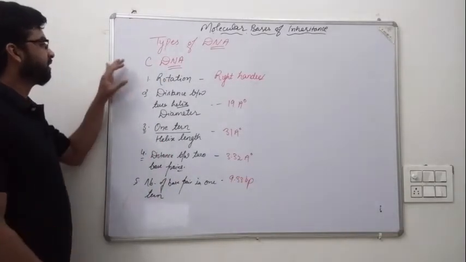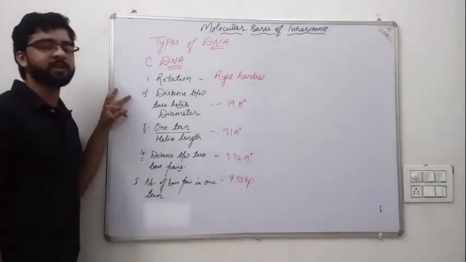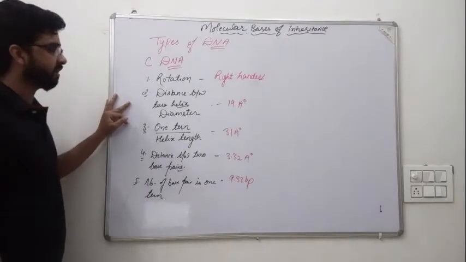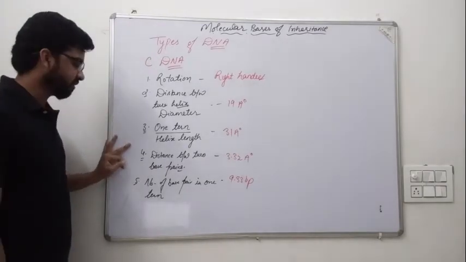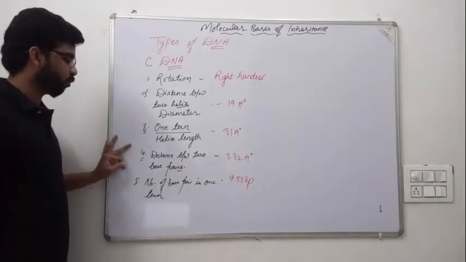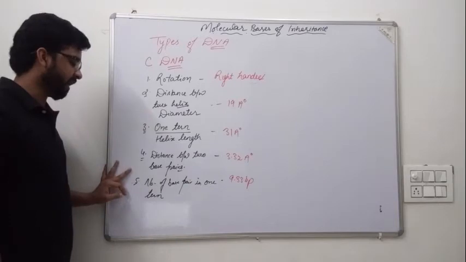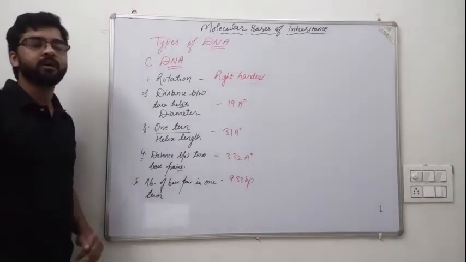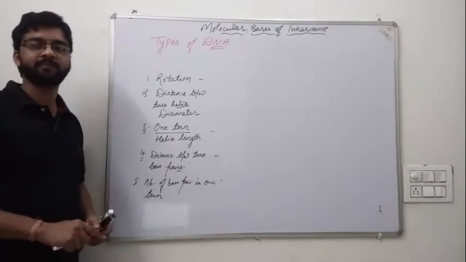So what we have to do? Just recall it. cDNA, rotation right-handed again. The diameter is 19 angstrom. One turn helix 31 angstrom. Distance between two base pairs 3.32 angstrom, and the number of base pairs in one turn 9.33.